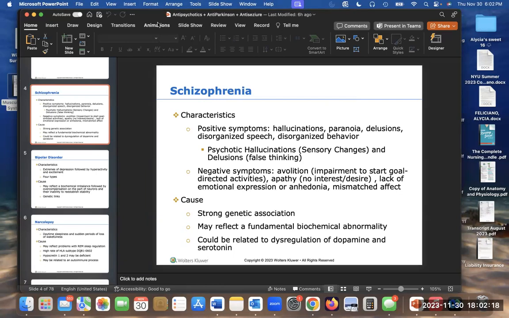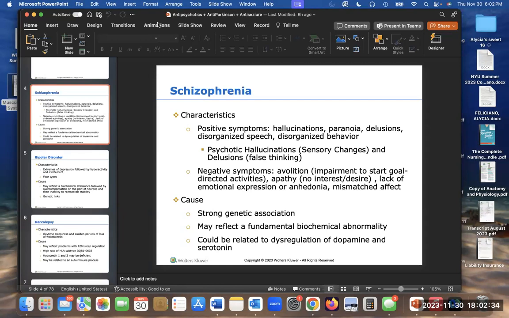mannerisms. So avolition, right? It means impairment to start goal-oriented activities. They might not be able to shower and things like that, or get themselves going to do things. They might have apathy or no interest and desire in doing things. They might have lack of emotional expression or anhedonia.